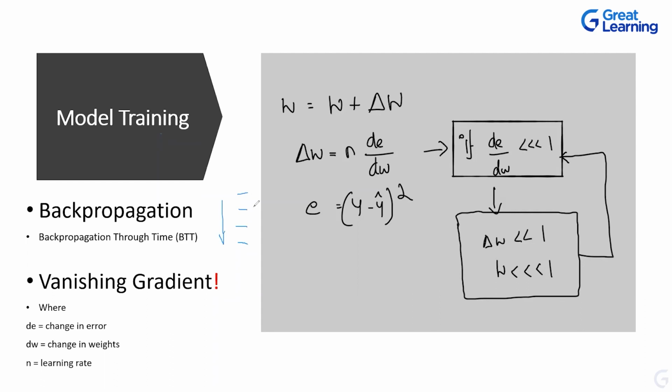The weightages will keep declining. How will it decline? Look at this formula. This is how the weightages are calculated in backpropagation. Weight W is equal to weight plus delta of change in weight. This delta change of weight is nothing but the learning rate times the change in error, the percentage of change in error divided by the percentage of change in weight.